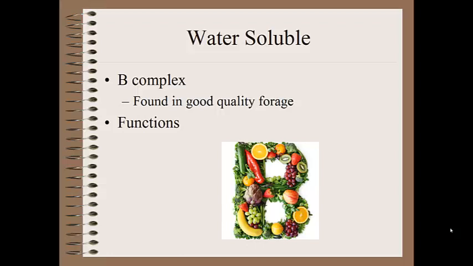So then we get into our water-soluble vitamins, and there are a whole bunch of them, and they're B complex, and then there are the C vitamins. Okay, B complex vitamins are found in all good quality forage. Okay, so supplied in the grass or the hay, and the functions of B complex vitamins are cofactors. They're basically nutrients that assist other nutrients. Vitamin B helps with laying down fats, with appetite stimulation, healthy skin, and they help prevent nervous problems.